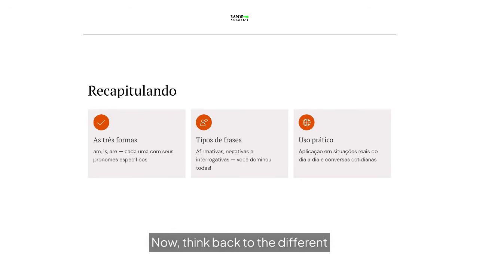Now, think back to the different types of sentences we've covered. You've mastered forming affirmative statements, negatives, and questions. Recall how we structure negatives by adding not after the verb, such as she is not sad. And when it comes to asking questions, we invert the order, like in, are you ready? It's fascinating to observe how these structures allow us to communicate effectively in everyday situations.